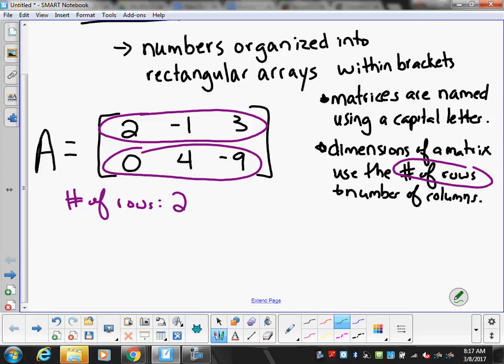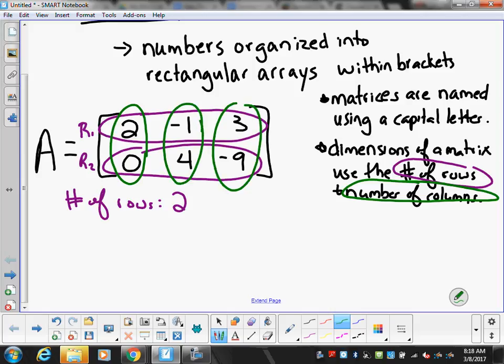So just so we're on the same page, when we start talking about them, that would be row 1, that would be row 2, with an R1 and R2. I think a lot of times you may see this with a little r, but same process. Okay. Number of columns. There's 1 column, 2 columns, and 3 columns.